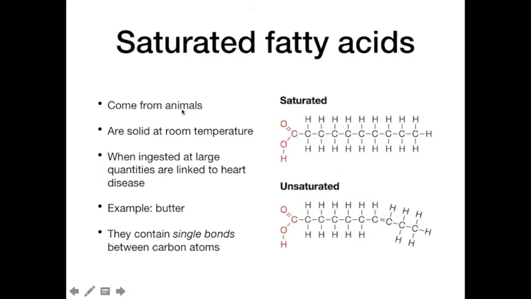Okay, now saturated fatty acids have many things in common. They come from animals. They are solid at room temperature. When ingested in large quantities, they lead to heart disease. That means they are the unhealthy kind of fatty acids. One example is butter. And what makes them saturated is that the fatty acid contains single bonds between carbon atoms.